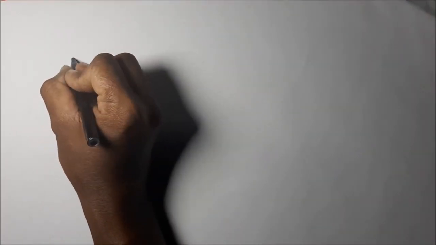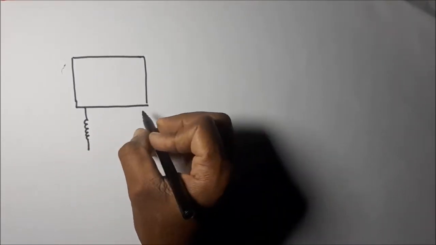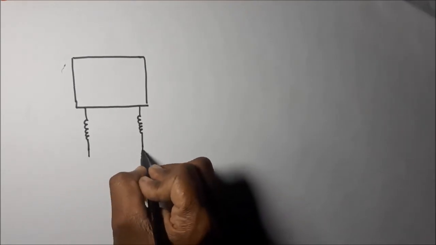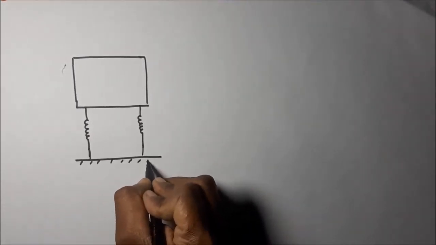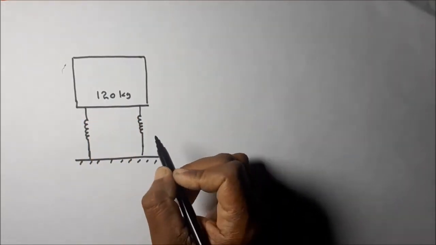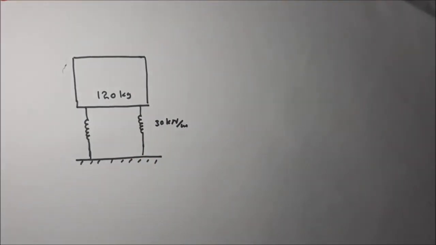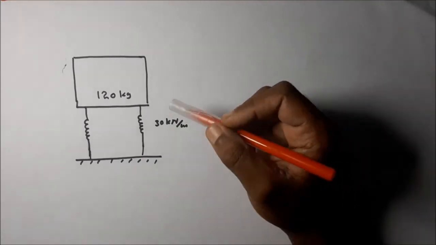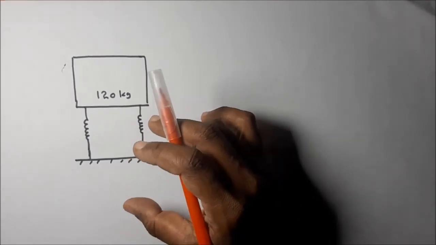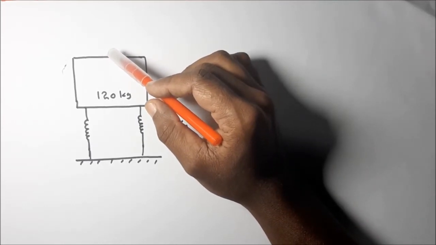Let me draw the sketch of this diagram. First of all, the mass given. This is the system. The total mass of this system is 120 kg. The stiffness of this spring, the resultant stiffness, is equal to 30 kN per meter. So then we have to design the absorber. The tuned vibration absorber is designed to eliminate the resonance problem.